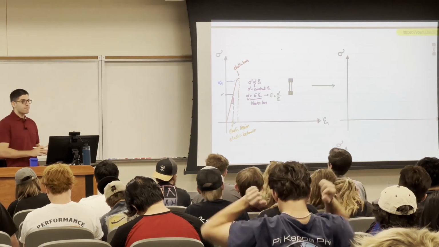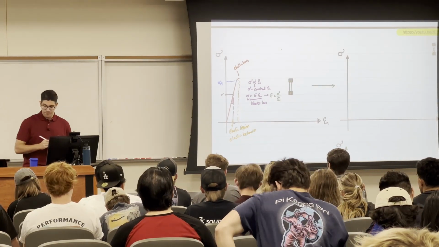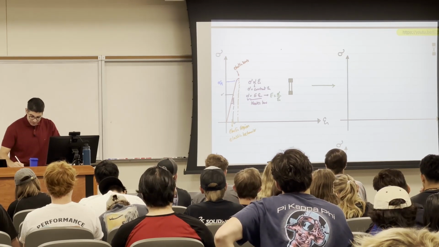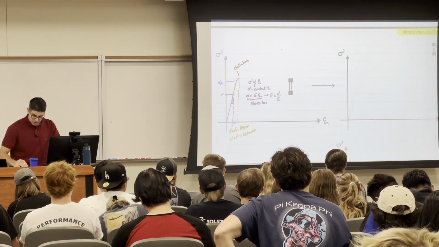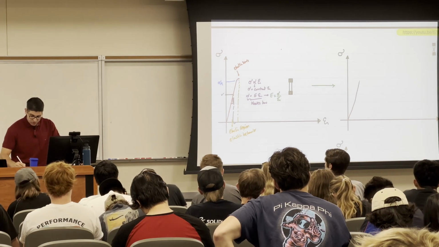What happens beyond the elastic limit? So beyond the elastic limit, it still goes straight. This is the first region.